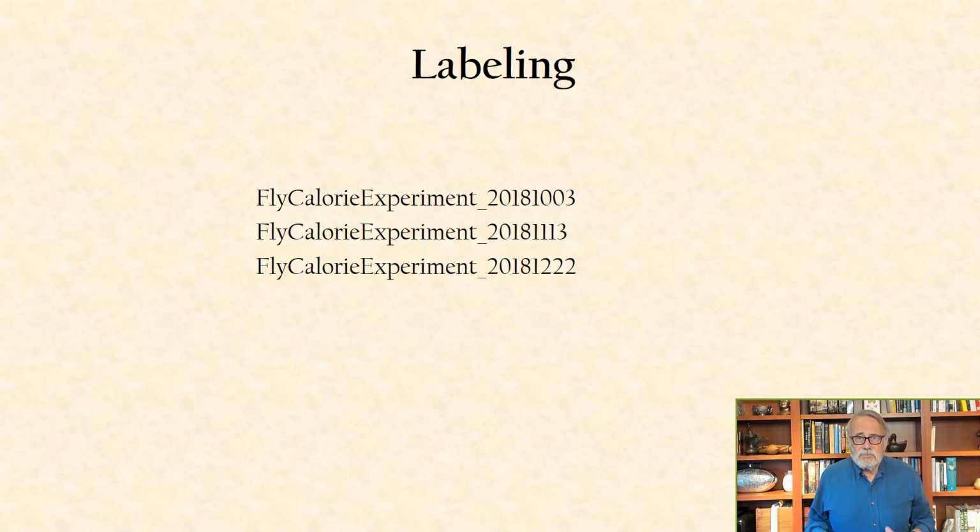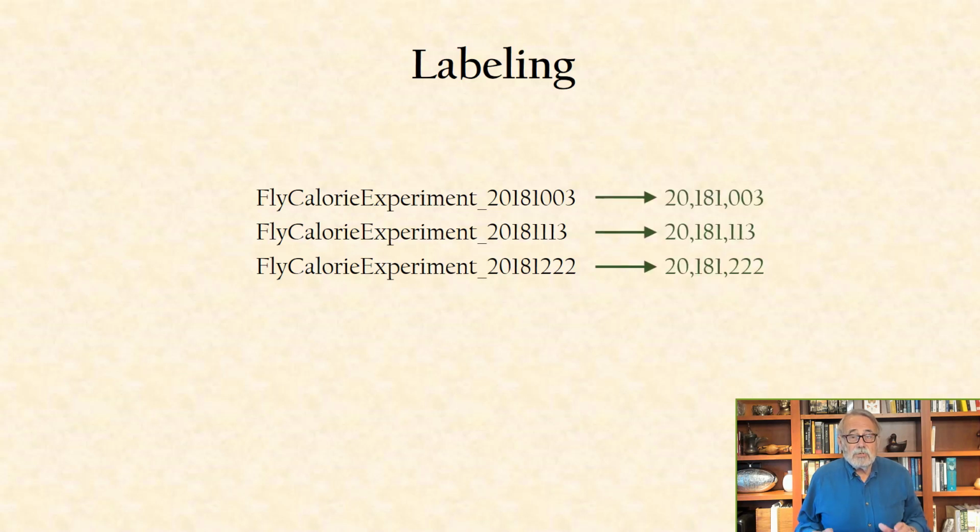For example, the three labeled files shown here refer to a database created on October 3rd, 2018 and updated on November 13th and December 22nd. The numbers at the end for year, month, and day are interpreted by the computer as the sequence of numbers 20181003, 20181113, and 20181222, respectively.